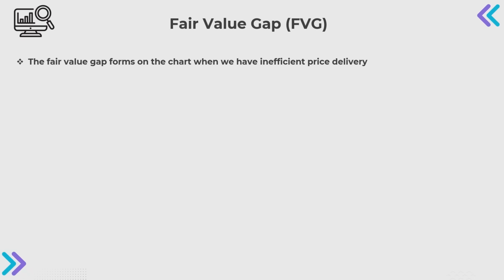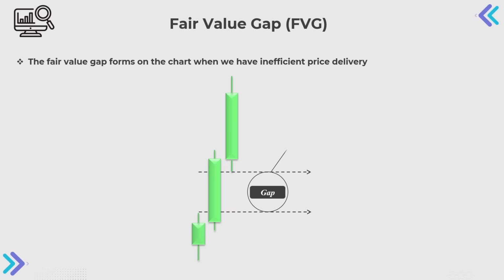The fair value gap forms on the chart when we have inefficient price delivery. This happens when the price moves quickly in one direction only. This inefficient delivery of price leaves behind liquidity voids and unhealthy price action, which the algorithm will seek to rebalance and fill. Fair value gaps are typically formed within a 3-candle sequence and are easily noticeable on the chart as a large candle.